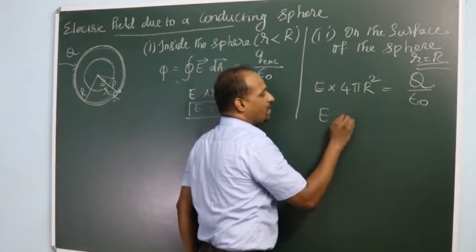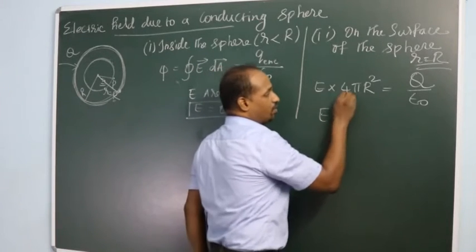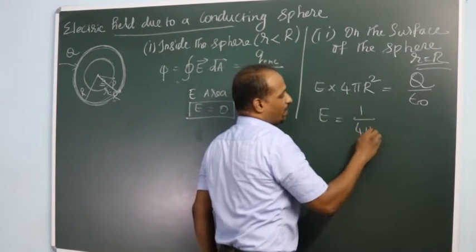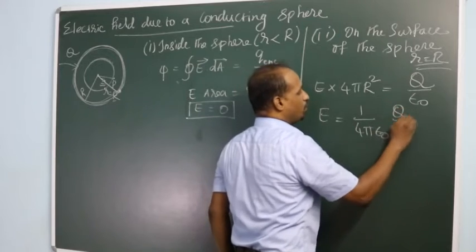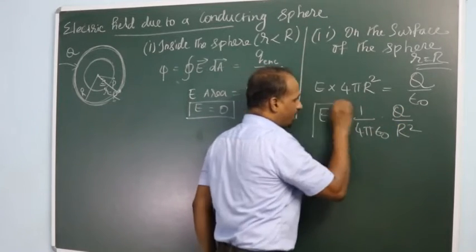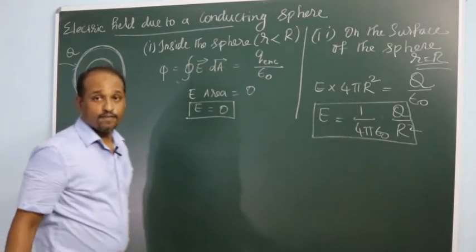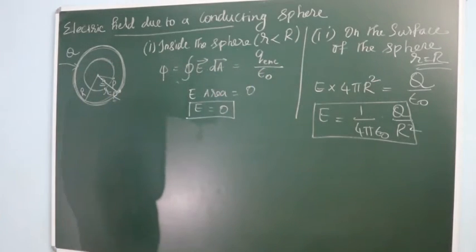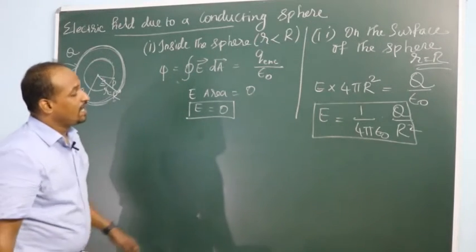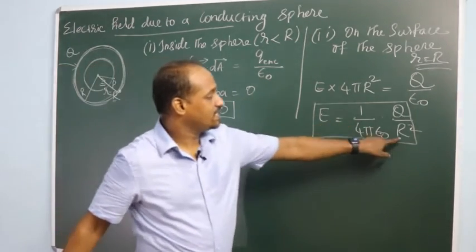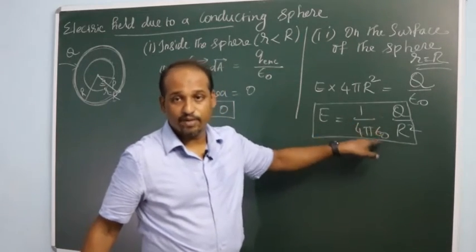Then the electric field at a distance r will be equal to 1 by 4 pi epsilon naught into Q by r square. Do you see anything familiar with this expression? In the beginning of this chapter, we found out the electric field due to a point charge at a distance r is 1 by 4 pi epsilon naught Q by r square.